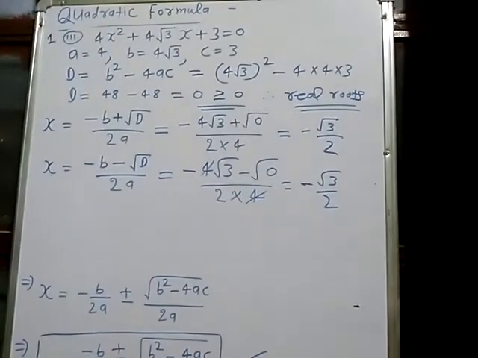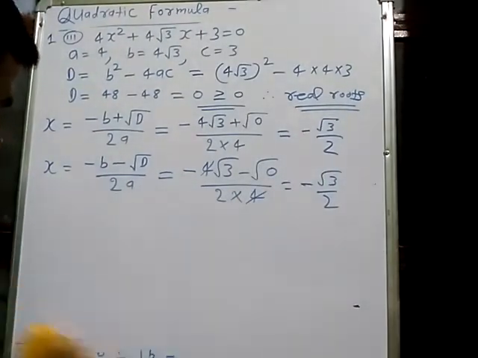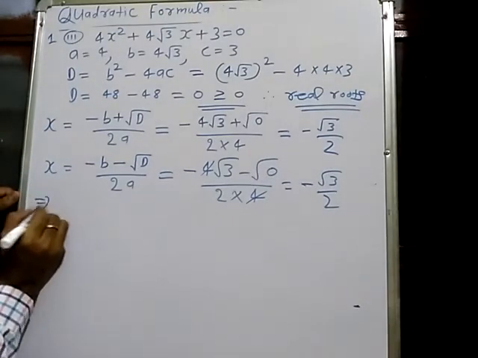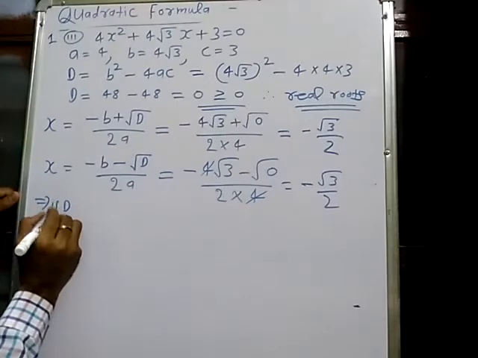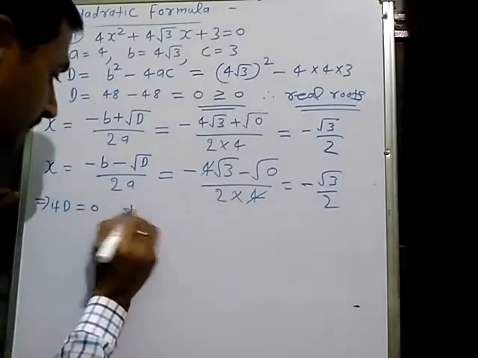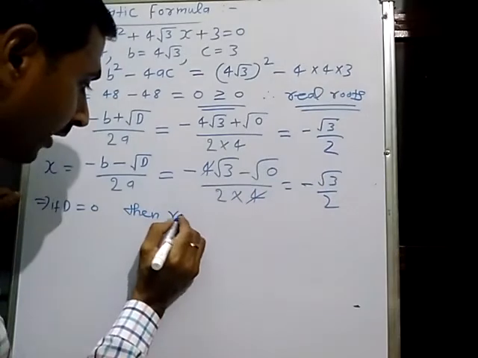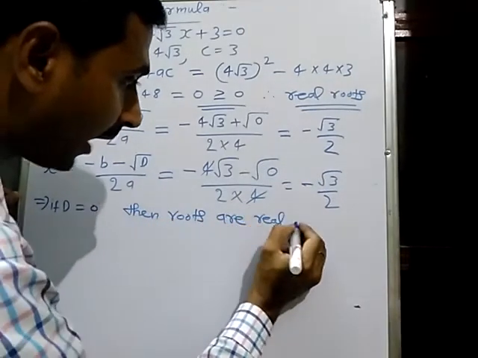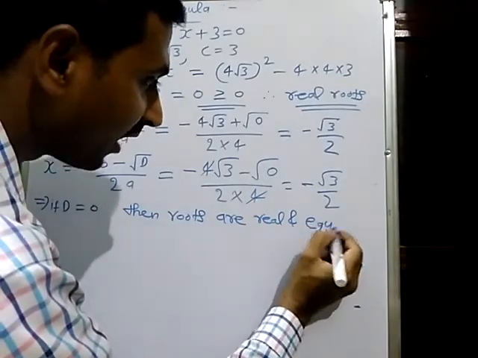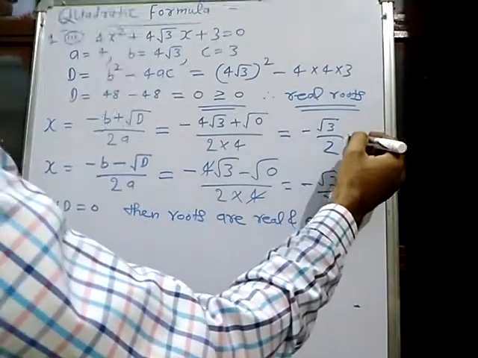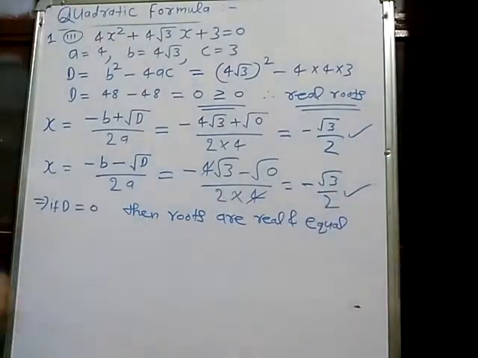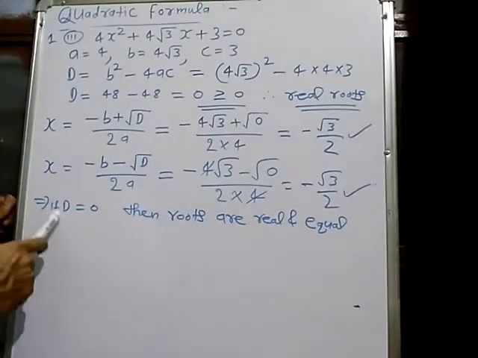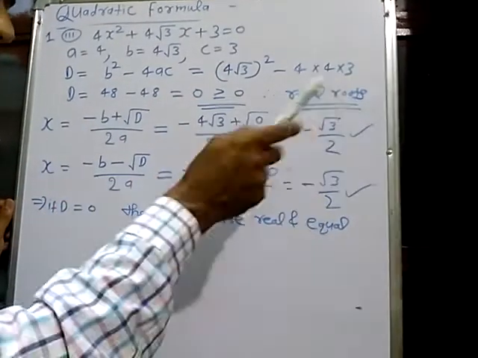So students, you can learn this one nature here. It is clear that if D is 0, then you can understand the nature also. If discriminant is 0, then roots are real and equal. How can you tell it? Because first root is minus root 3.2 and second is also minus root 3.2. So this is the property of the root. This is the nature of root. If discriminant is 0, then the roots are real and also equal.